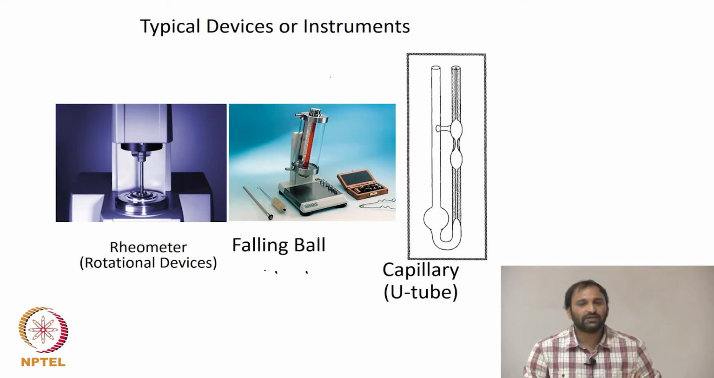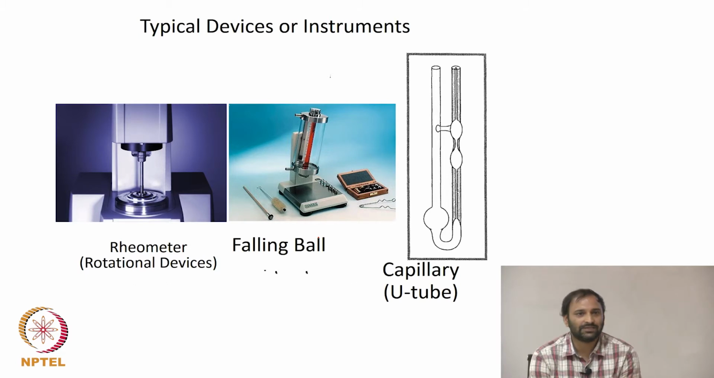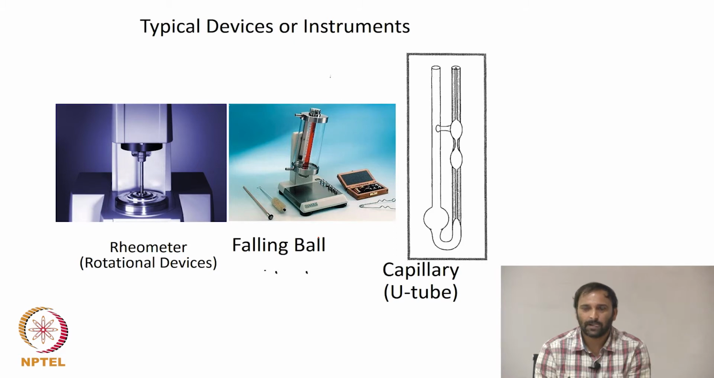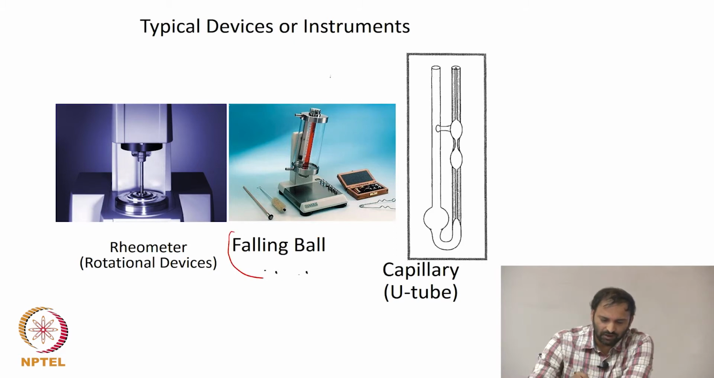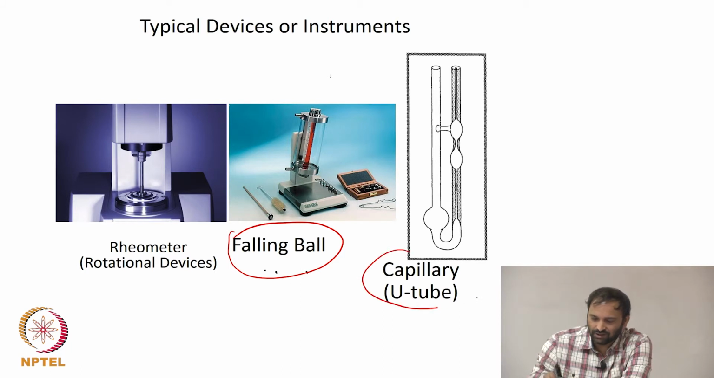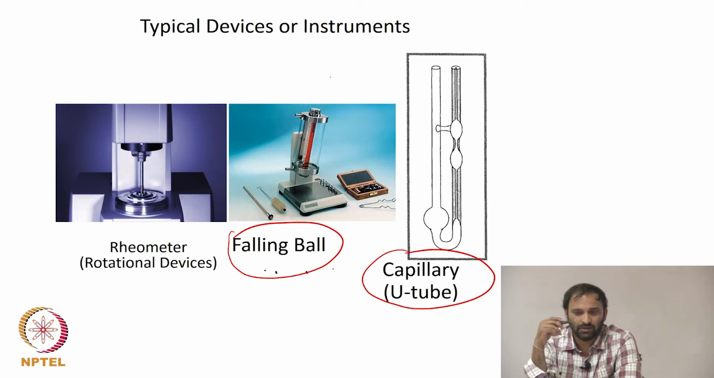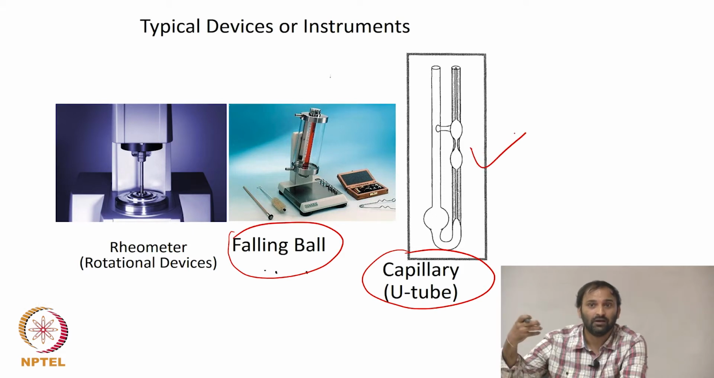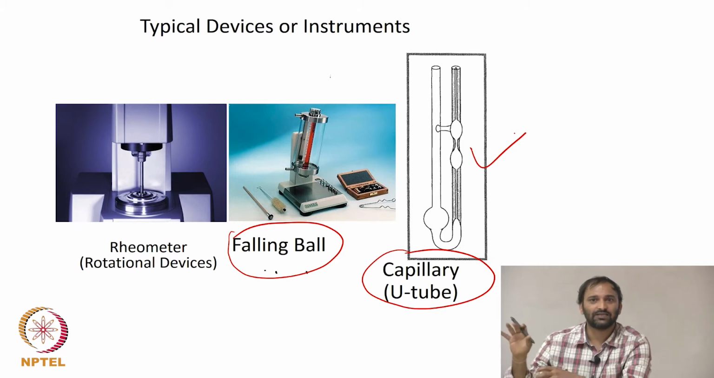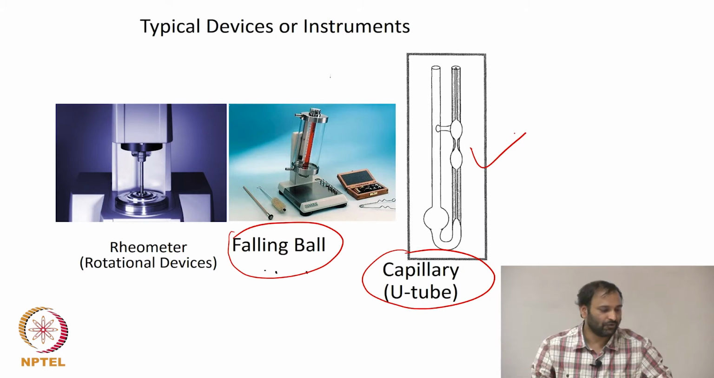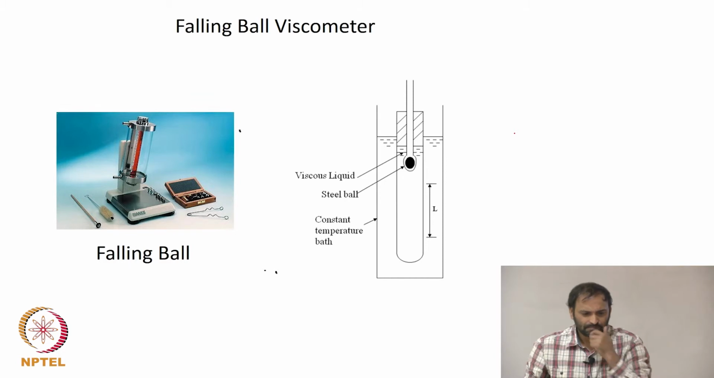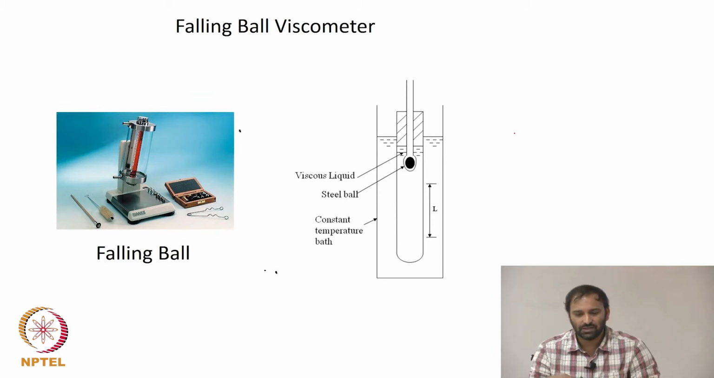So there are other devices. The rheometer, as I said, is one of the most versatile devices for doing what are called rheological studies, or flow behavior of materials. There is also something called a falling ball viscometer and something called a capillary or U-tube viscometer. In the capillary viscometer, what is exploited is that you have a thin capillary through which a liquid is flowing, and that is a classic case of flow through pipes. So whatever equations you develop for flow through pipes are going to be useful here. In the falling ball viscometer, what you basically have is a liquid column.